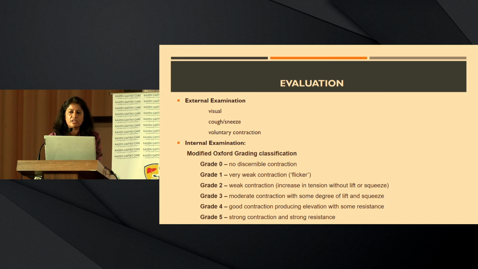Initially, we would just do a modified Oxford scale, which is 1, 2, 3, 4, 5 for any muscle. We do that for any skeletal muscle. But for pelvic floor, it is different. When we do it in different settings also. In rest, we look at it, we ask the patient to cough or sneeze, and we ask the patient to bear down. So the testing is done in various positions.